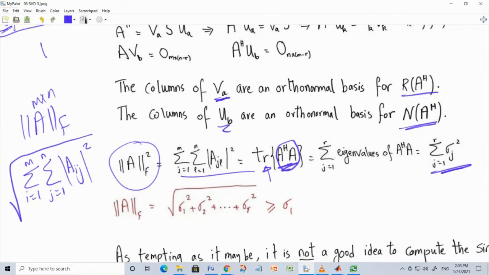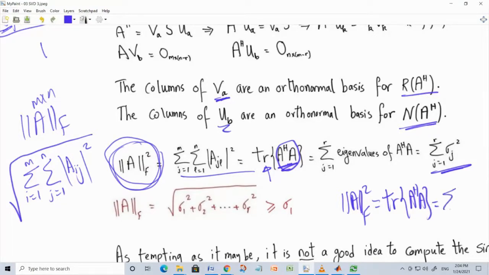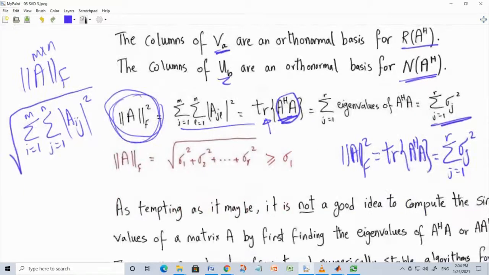So we can write the Frobenius norm squared of a matrix A as a sum of the squares of the singular values. Now we have nice formulas: the Frobenius norm squared can be written as the trace of A Hermitian A, and also as the sum of the squares of the singular values.